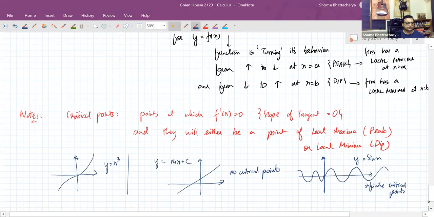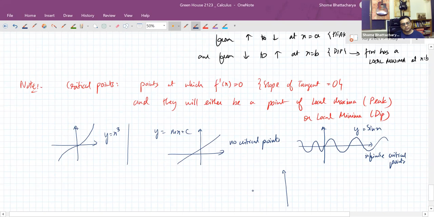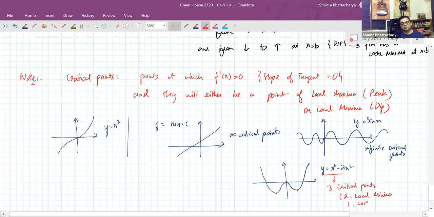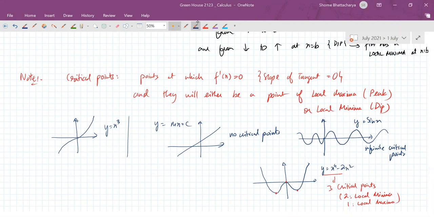Just now we had seen the graph of the function y is equal to x to the power 4 minus 2x square. The shape of the graph was like this. You see that it has three critical points, and two of them were local minima, and one of them was a local maxima. This one was the maxima, and these two were minima. So any such combination is possible, and we can always analyze for critical points by just finding the derivative of a function and then putting that derivative equal to zero.